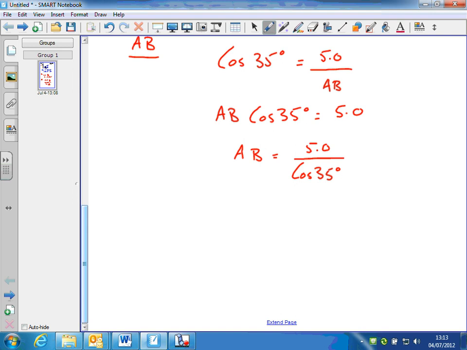Use the fraction button on your calculator. That's a handy button to use. Most calculators have this fraction button, so you can actually put 5 divided by cos 35 in as a fraction. Now have a go at the other two questions.